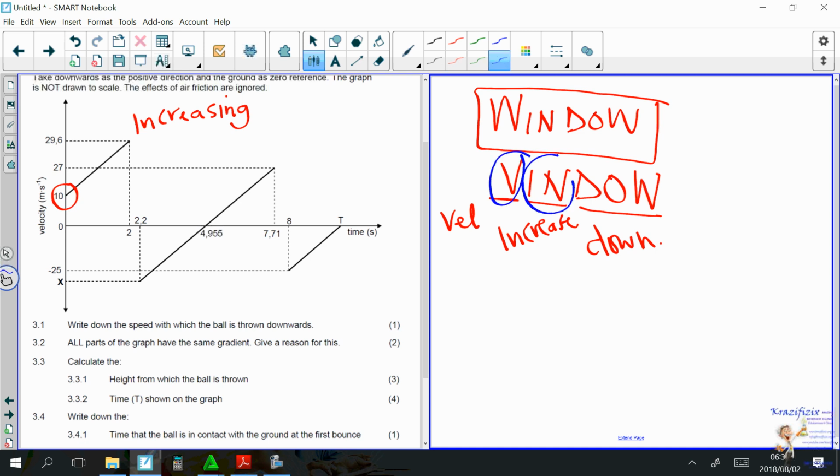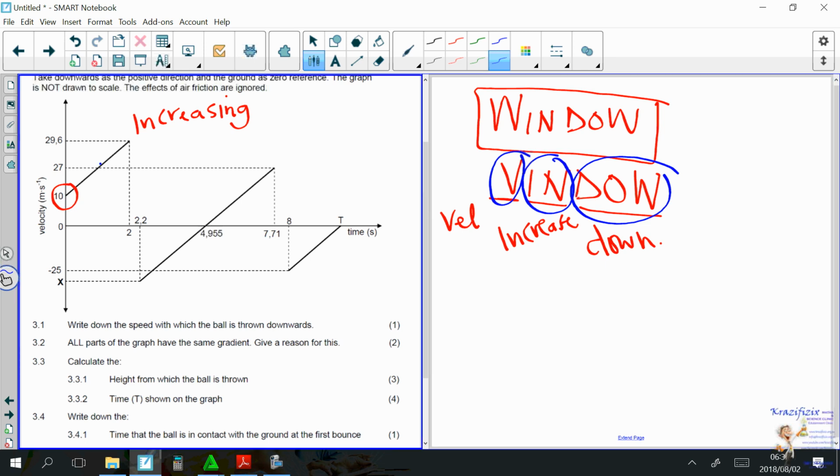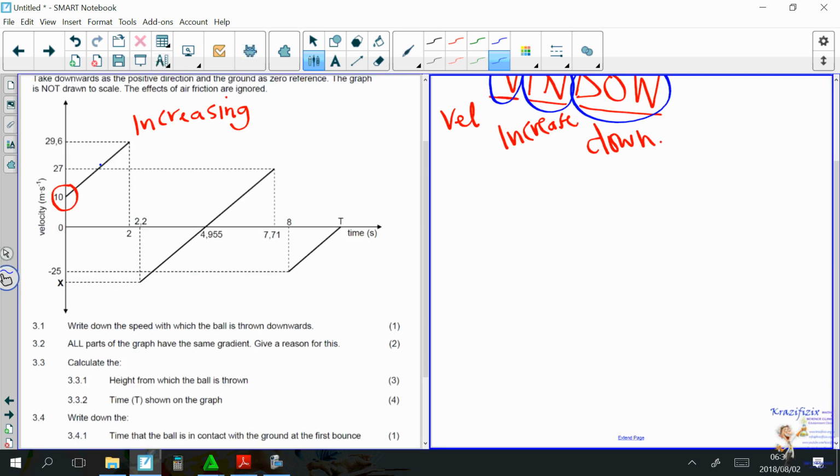Velocity will increase when the object is moving what? Down. So every time you see a window, do your vertical projector. Now, do you see that velocity is increasing here? So the only thing happening is that the object is moving what? Down. If I were to have a graph, check my graph.